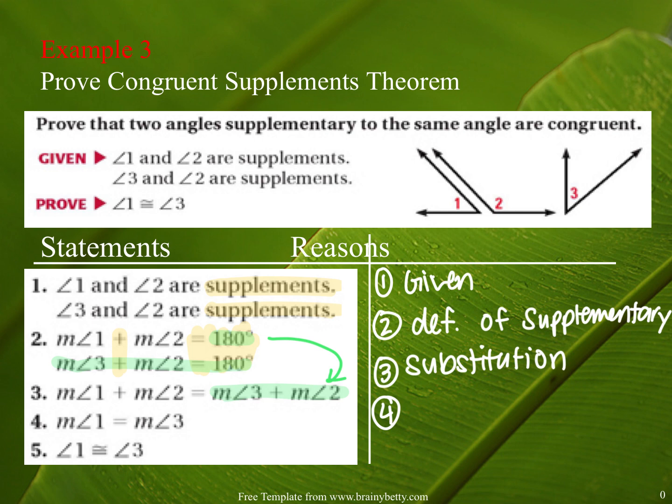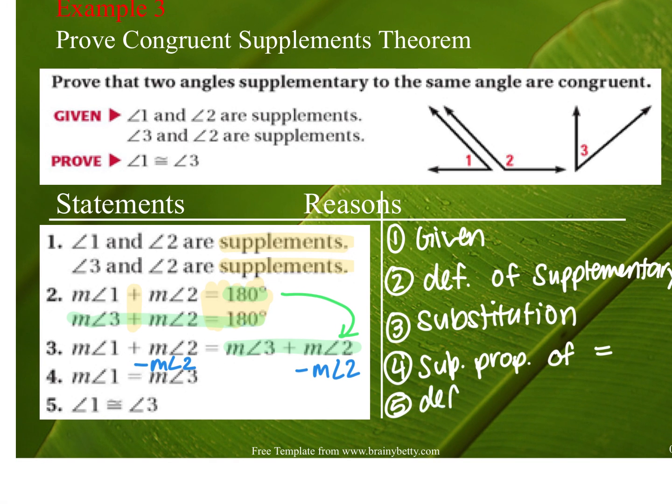How am I getting rid of it? I'm subtracting the measure of angle 2 from both sides of my equal sign. And what's that called? Good. Subtraction property of equality. And then 5, what would this one be? Good, definition of congruent angles. I'm going to shorten it and write it as congruent angles.